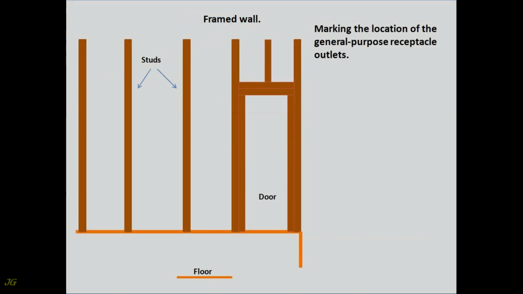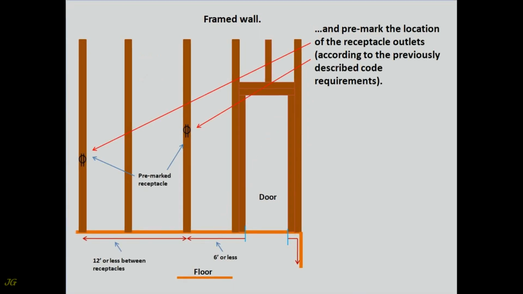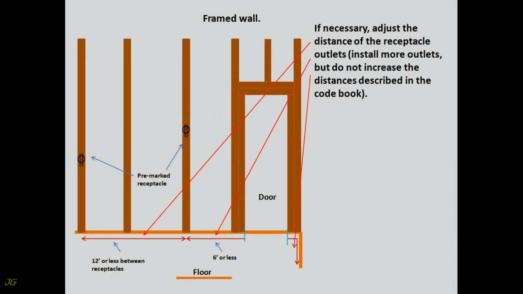Marking the location of the general purpose receptacle outlets. Measure the room and pre-mark the location of the receptacle outlets, according to the previously described code requirements. If necessary, adjust the distance of the receptacle outlets or install more outlets, but do not increase the distances described in the codebook.